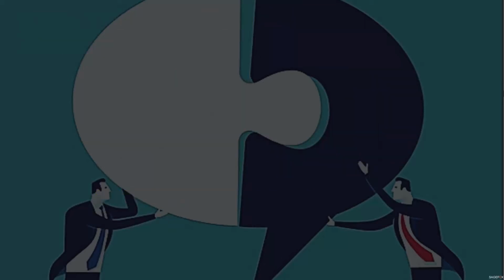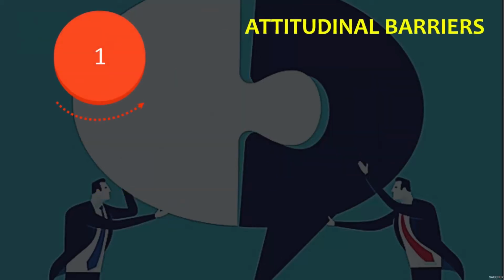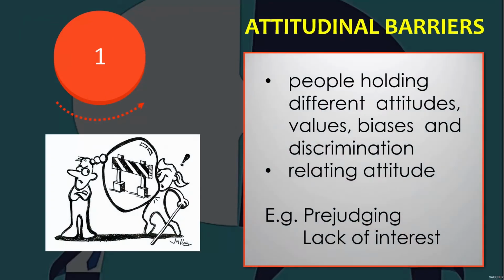Let's start with the attitudinal barriers. Attitudinal barriers are anything that is related to attitude. A common cause of communication breakdown in a situation is people holding different attitudes, values, biases, and discrimination. An example of this is prejudging. Prejudging is jumping to the conclusion that one already understands the message before it is completely expressed, deciding prematurely that the message has little or no value.